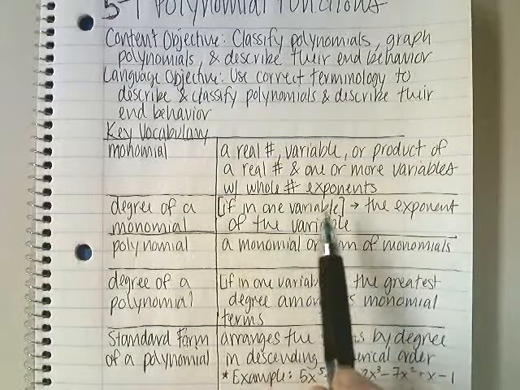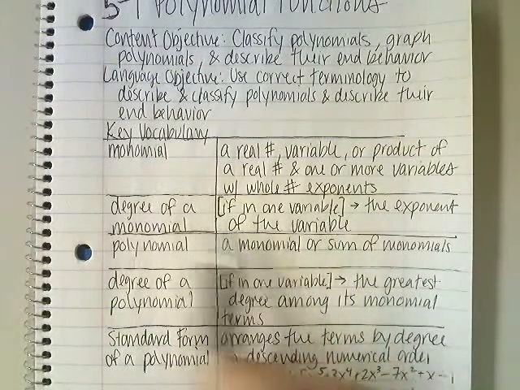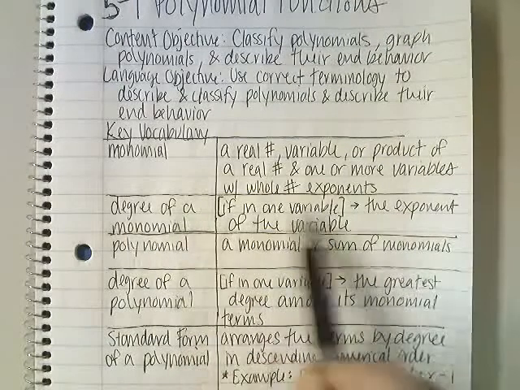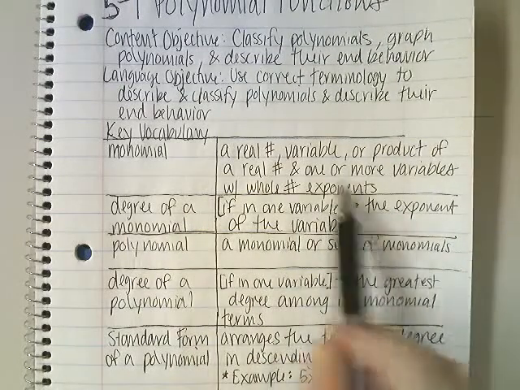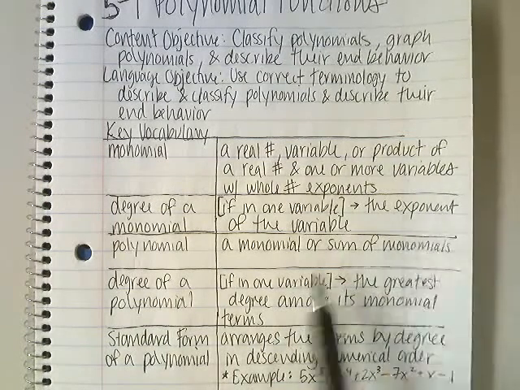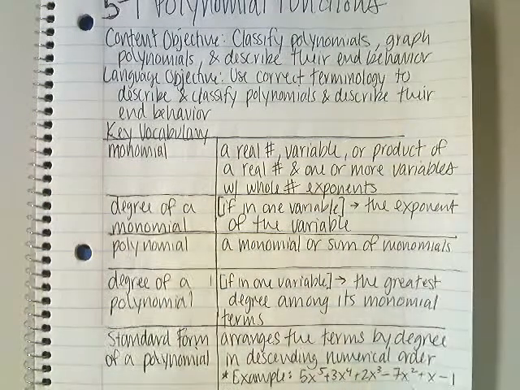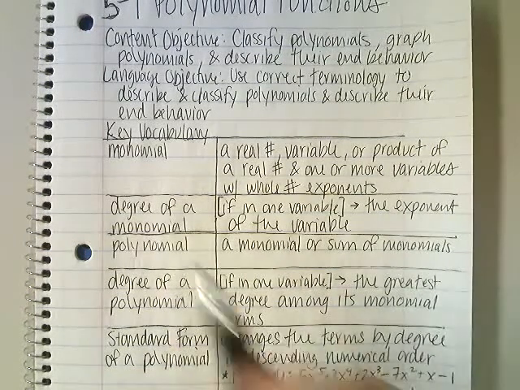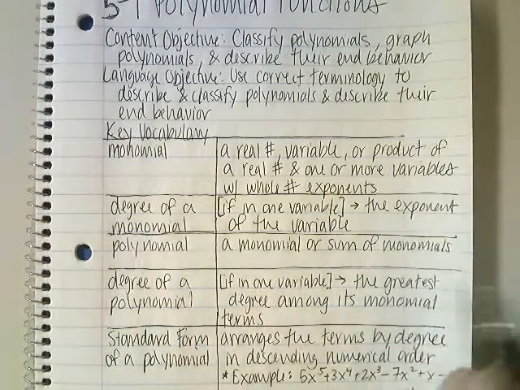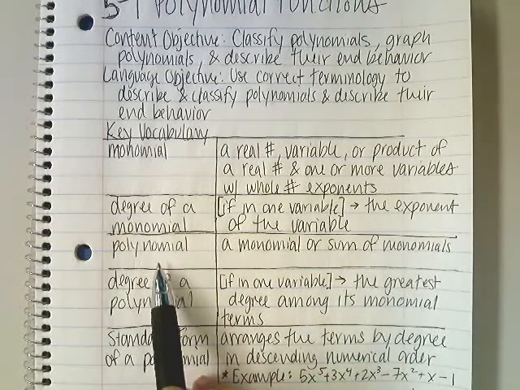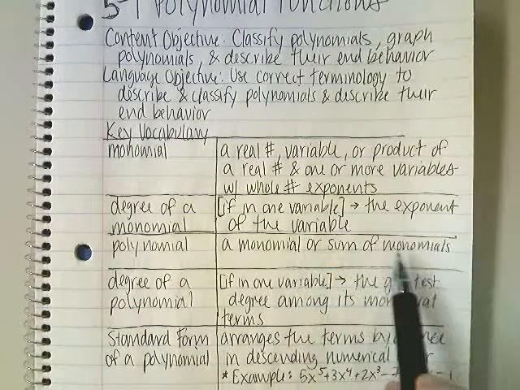So if we only have x, this is true, but if it's x and y, then you can't talk about the degree of a monomial. So the degree of the monomial is the exponent of the variable. Since they have whole number exponents, we know that the exponent of the variable is the degree of the monomial. So if you had something like 3x cubed, the degree of the monomial would be the third power or cubic in that situation. So a polynomial is a monomial or sum of monomials.